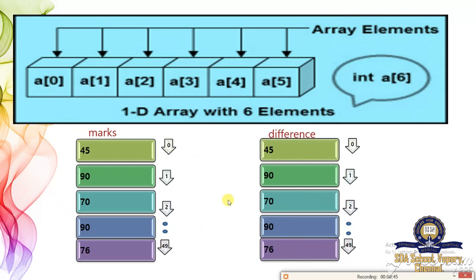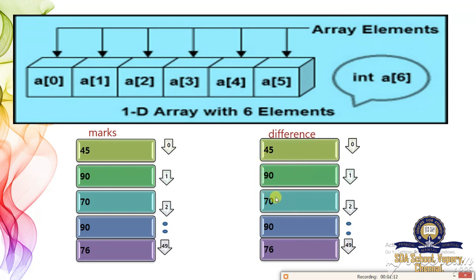To do this, if we solve this problem by making use of variables, we need 50 variables. We have to store first number, second number, third number. Each number we have to store in different variables. So likewise, to store the marks we need up to 50 variables. Likewise, we have to store the difference also. To store the difference we need again 50 variables.